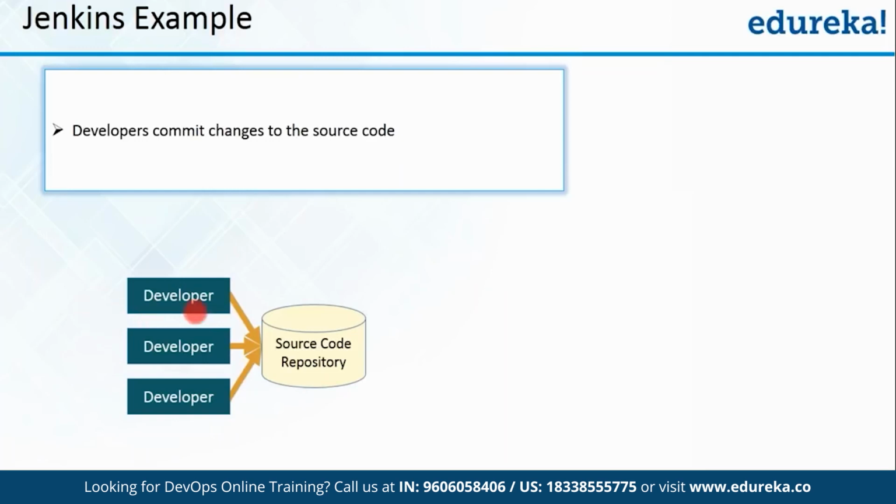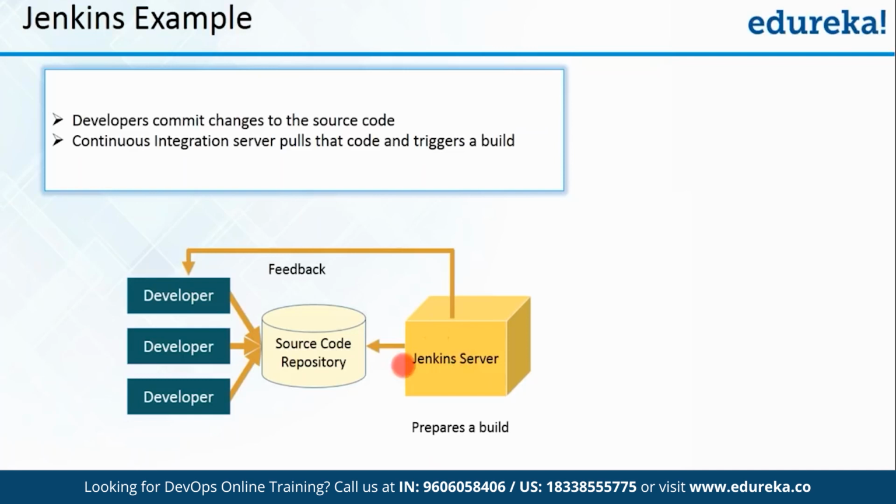So over here, what is happening? Developers are committing changes to the source code, and that source code is present in a shared repository. It can be a Git repository, Subversion repository, or any other repository. Now let us move forward and see what happens now. There's a Jenkins server. It is polling the source code repository at regular intervals to see if any developer has made any commit to the source code. If there is a change in the source code, it will pull the code and prepare a build. And at the same time, developers will be notified about the build results.